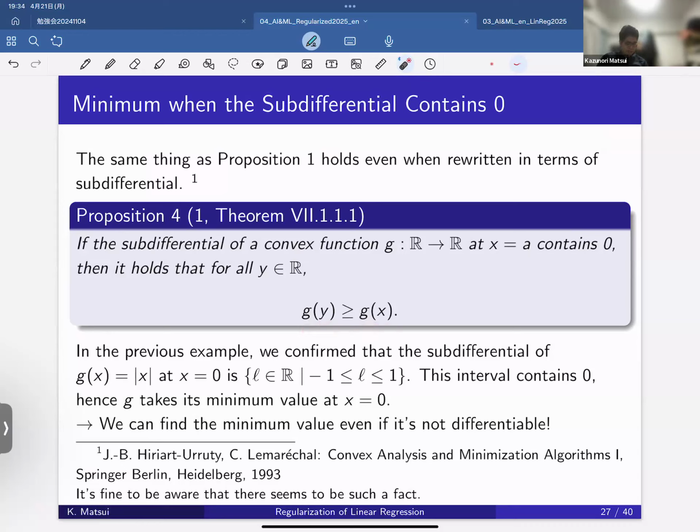In our earlier example of the absolute value function, the subdifferential at x equals 0 was the range from minus 1 to 1. This interval contains 0. So from proposition 4, g takes its minimum value at x equals 0. Indeed, looking at the graph, we can confirm this. The amazing thing is that we can find the minimum value even when the function is not differentiable.